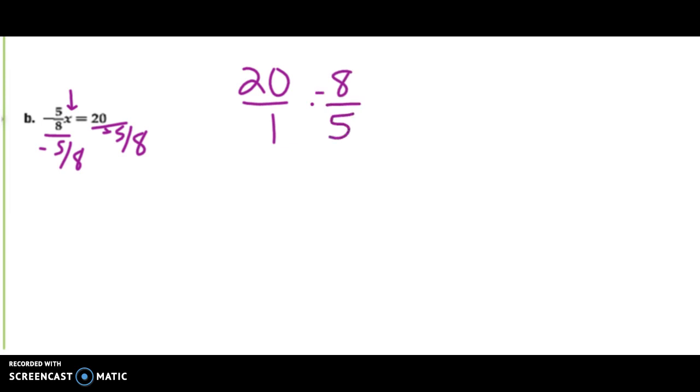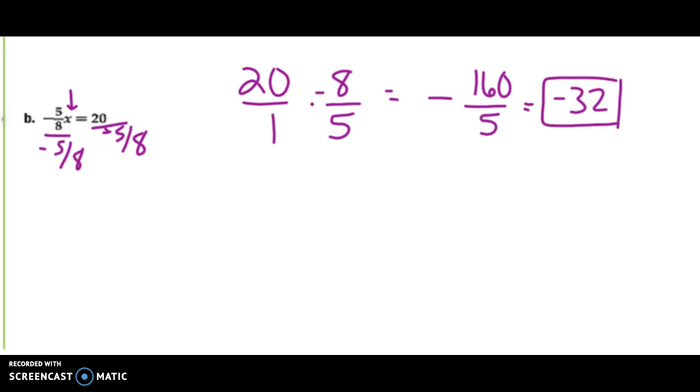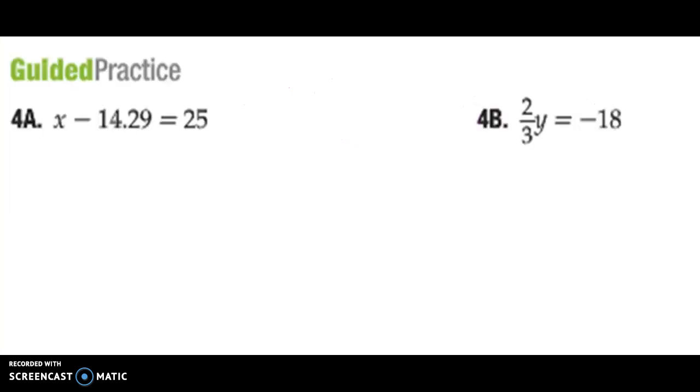Alright, so positive times a negative is negative. 20 times 8 is 160 over 5, and we can reduce that down to negative 32. Your calculator would help you out right there as well. So what you can do now is take negative 5/8 times negative 32 and check to see that that's a positive 20. Here are two guided practice problems for you to try now.